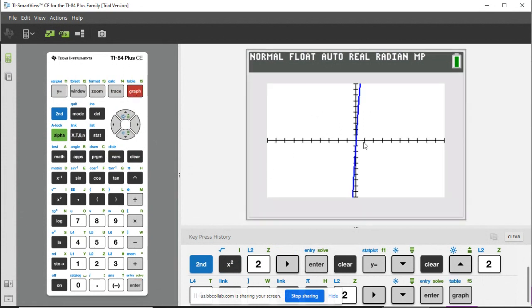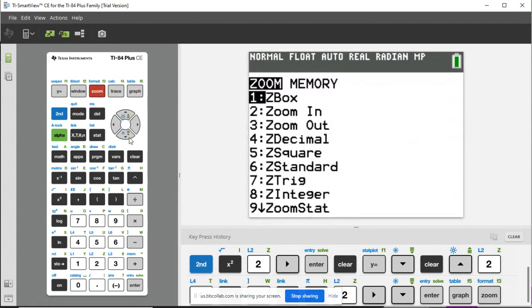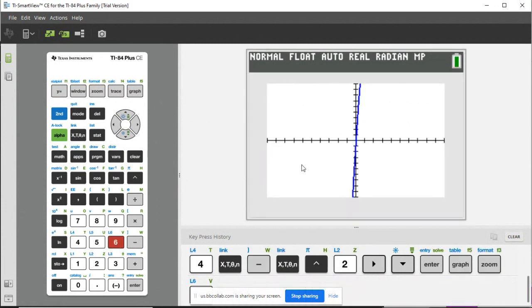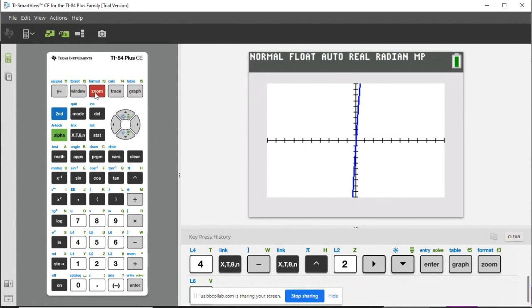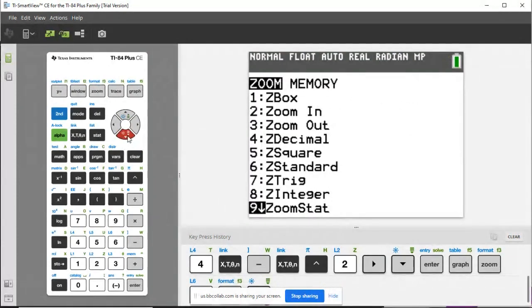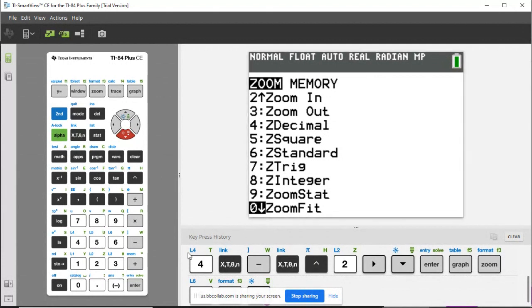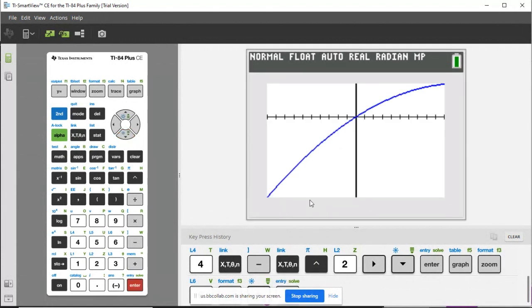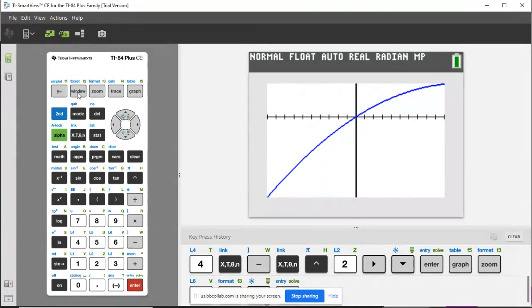When you graph that, you don't see the whole thing, right? As I told you earlier, go to Zoom and use Zoom Standard, which is number 6. Oh, Zoom Standard doesn't work very well, so I'm going to use Zoom Fit. Zoom Fit is a very good feature. But if I don't see the highest point, I can manually adjust the window, because I want to see a little bit more on the right-hand side.